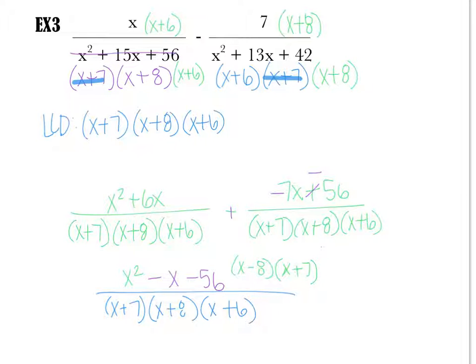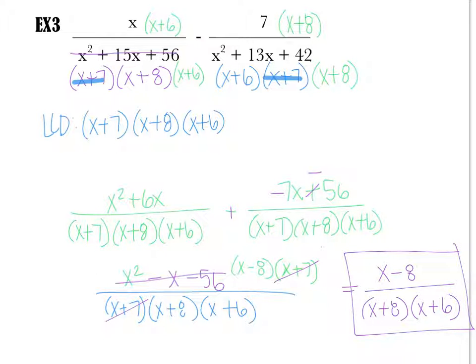So then my last question is, my second to last question, can I cancel anything with the denominator? Well, if you notice that I have an x minus 8 and an x plus 8, so those can't cancel, but I do have two x plus 7s. So those will cancel, and my final answer will be x minus 8 over, and what's left is x plus 8, x plus 6. So that is my final answer. So go ahead and pause the video and write down any questions about anything that I got that you might have for me.